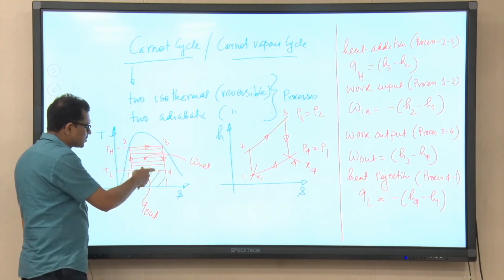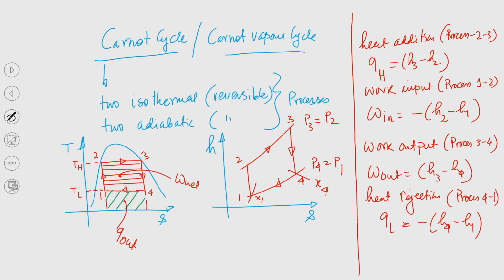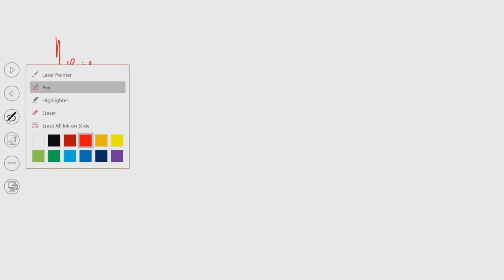So, the area which is shown by this hatched portion shown by the green color, that is the Q out. So, the hatched portion shown by this red color, that is the W net. So, we can calculate the W net by Q in, that is the efficiency. So, if we try to calculate the thermal efficiency of the Carnot cycle, eta Carnot, so that will be equal to W net by Q in, that is the thing.